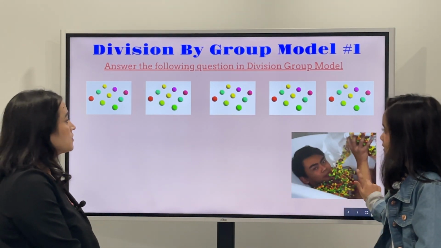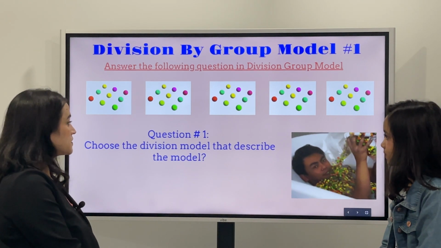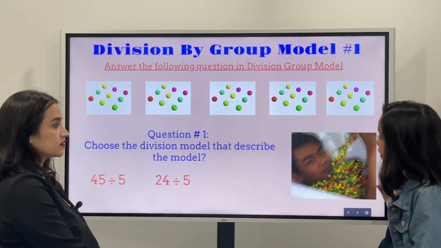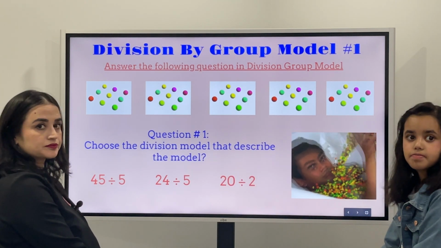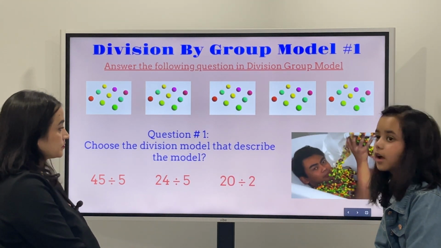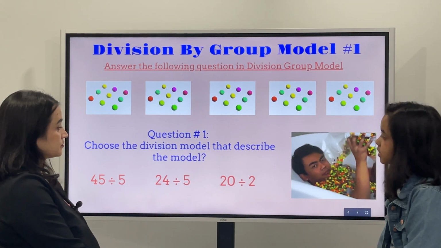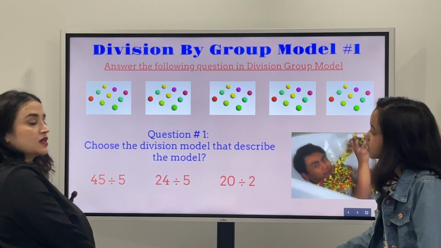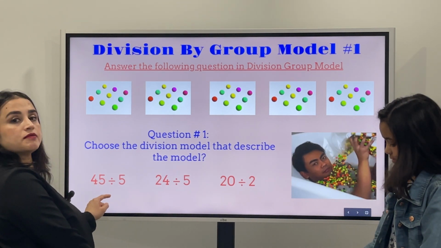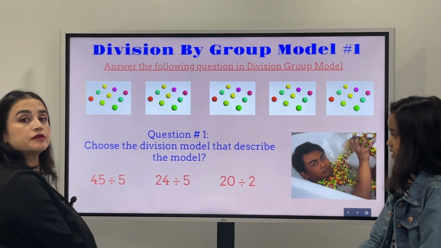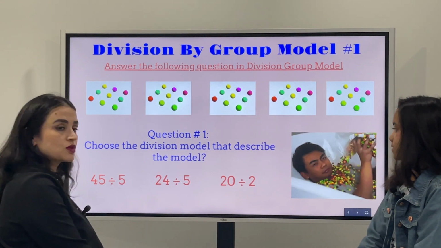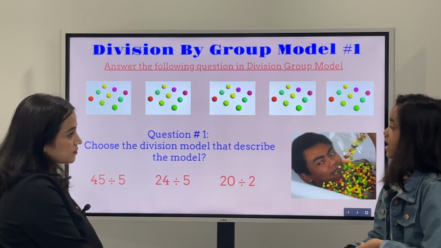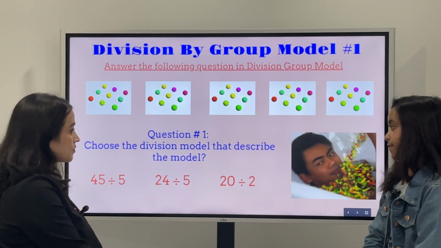So what is the question? Choose the division model that describes the model. So how can we do that, Lina? Since there are 5, one option is 45 divided by 5. Another is 24 divided by 5. And one is 20 divided by 2. Which one is the right answer? I think the right answer is 45 divided by 5.